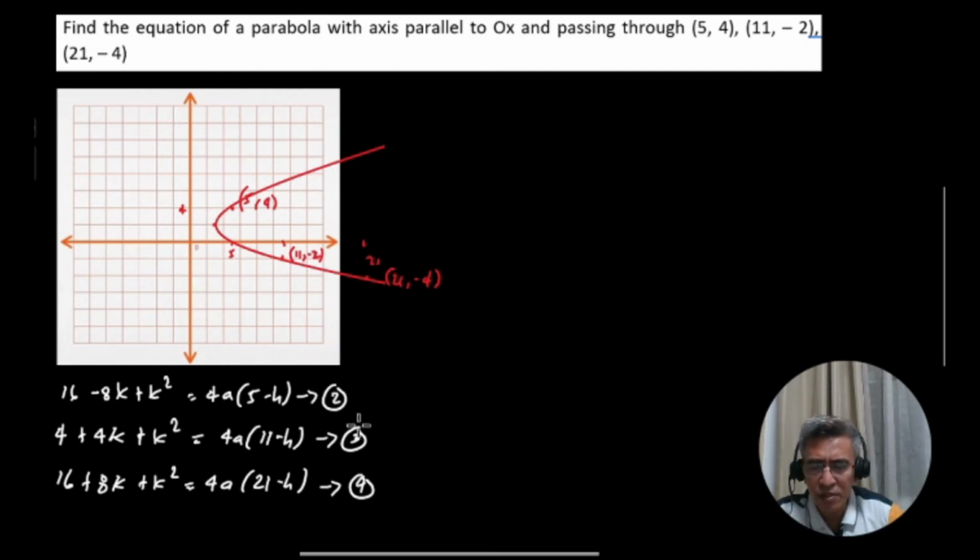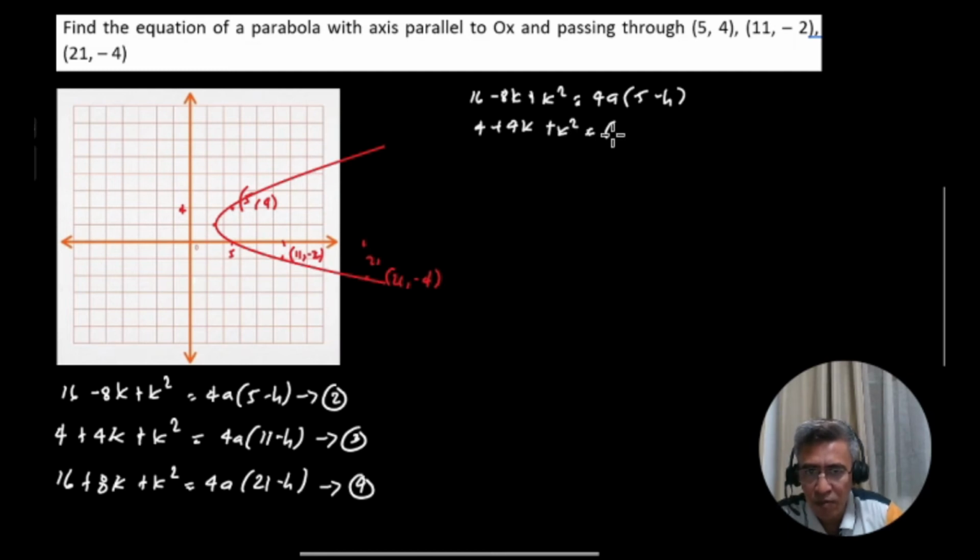Using the three equations, we have three equations and also three unknowns. And we can get the values by substituting two equations. So equation 2 and 3: 16 minus 8k plus k squared is equal to 4a times 5 minus h. And equation 3, that's 4 plus 4k plus k squared is equal to 4a times 11 minus h.